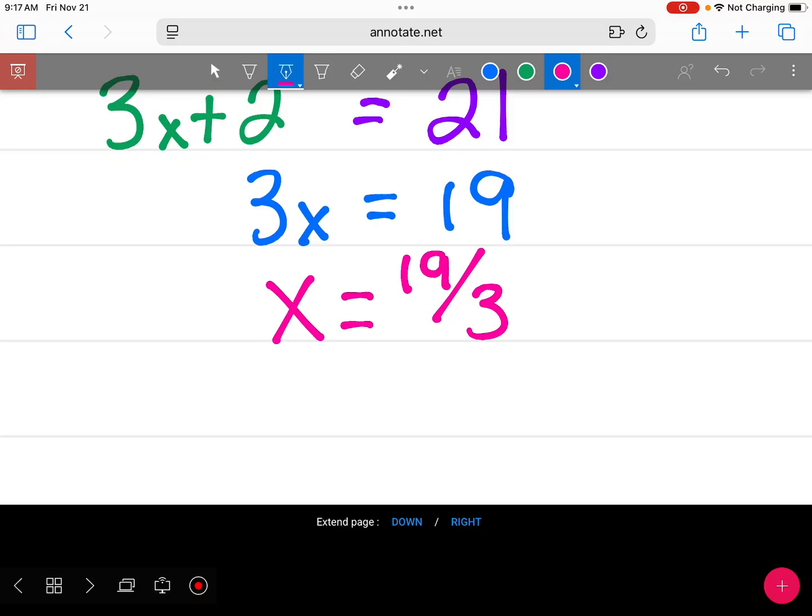That x value, if we look back at our original function, this x of 19 thirds does not give us a negative base or a negative argument, so it is valid. So we check to make sure we don't have a negative base and we don't have a negative argument. If we have a negative base or a negative argument, that solution is extraneous. So no negative bases, no negative arguments.